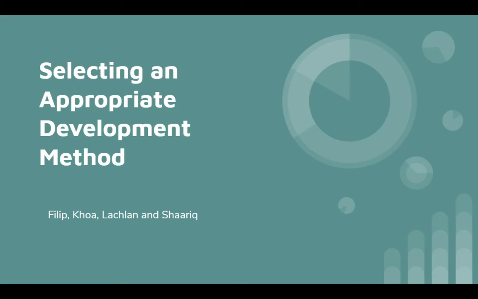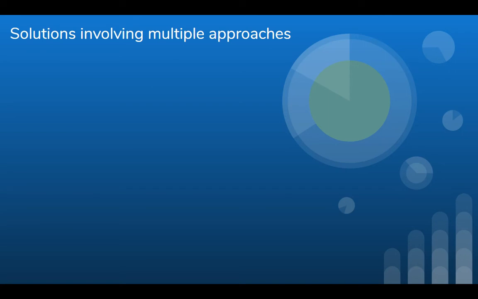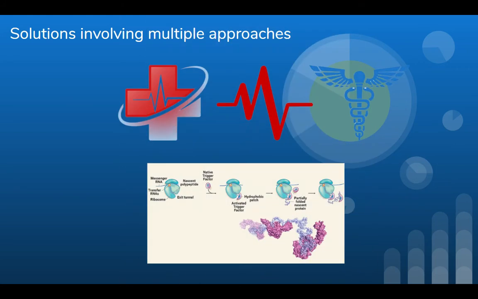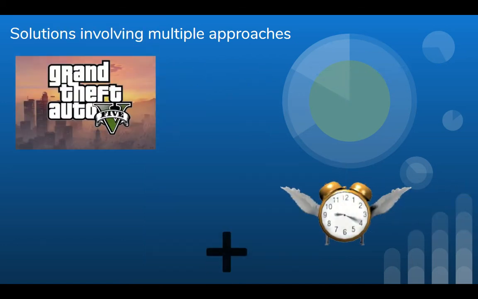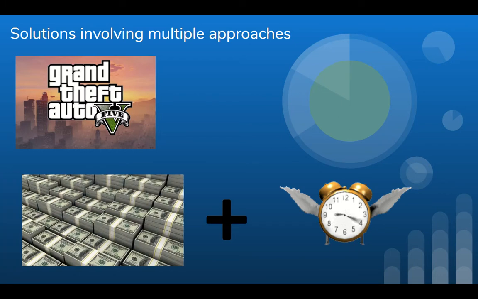Selecting an appropriate development method. Solution, in a software context, is an ambiguous statement. The solution or program could be an answer to something medical like protein folding, or it could be something large scale, like a solution to youth entertainment like GTA 5, a large scale project with multiple years to develop, a huge budget, and many developers.